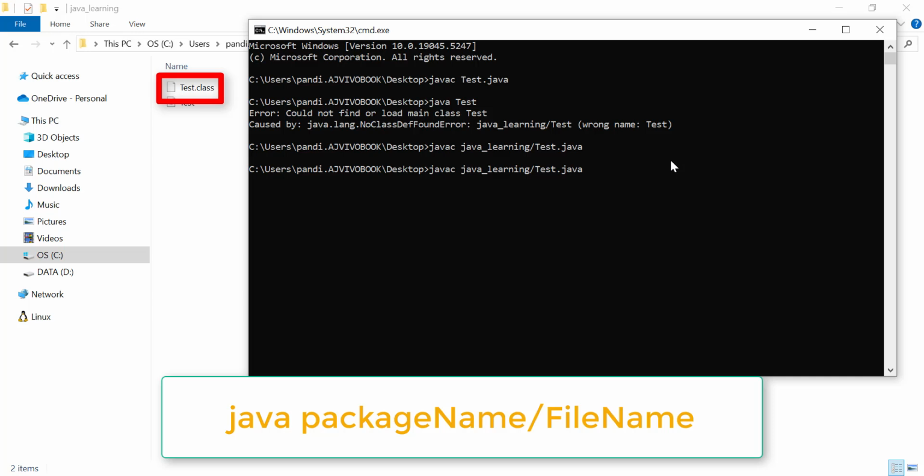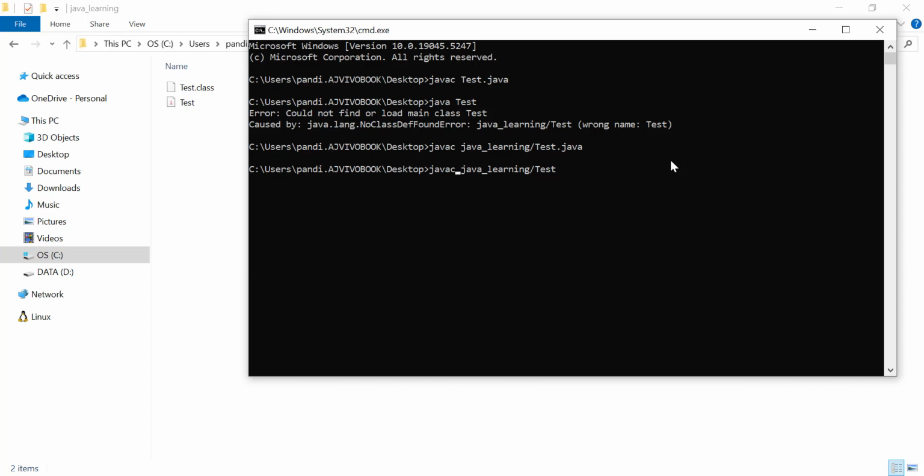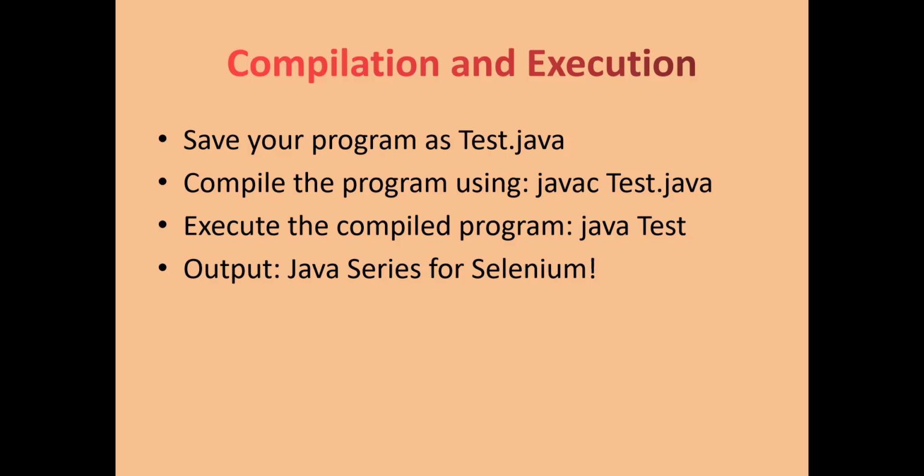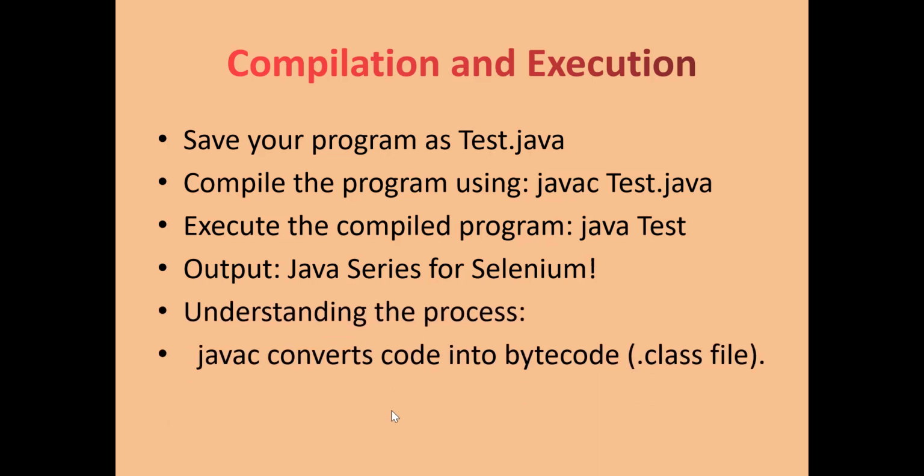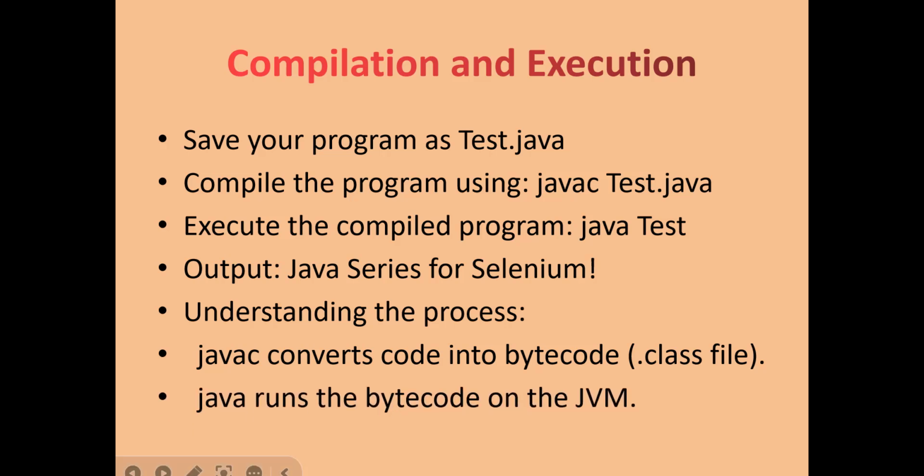Again, the same command to execute the class file. Remove the .java extension, and from here remove the c. So we are getting the Java series for Selenium output. We have successfully compiled our Java program and executed it using the command prompt. In short, what is the process to compile and execute a Java program? Use javac. Using javac, it converts our Java code into bytecode, so it will generate a .class file. Then we use the .class file to execute on any system which has the JVM installed.